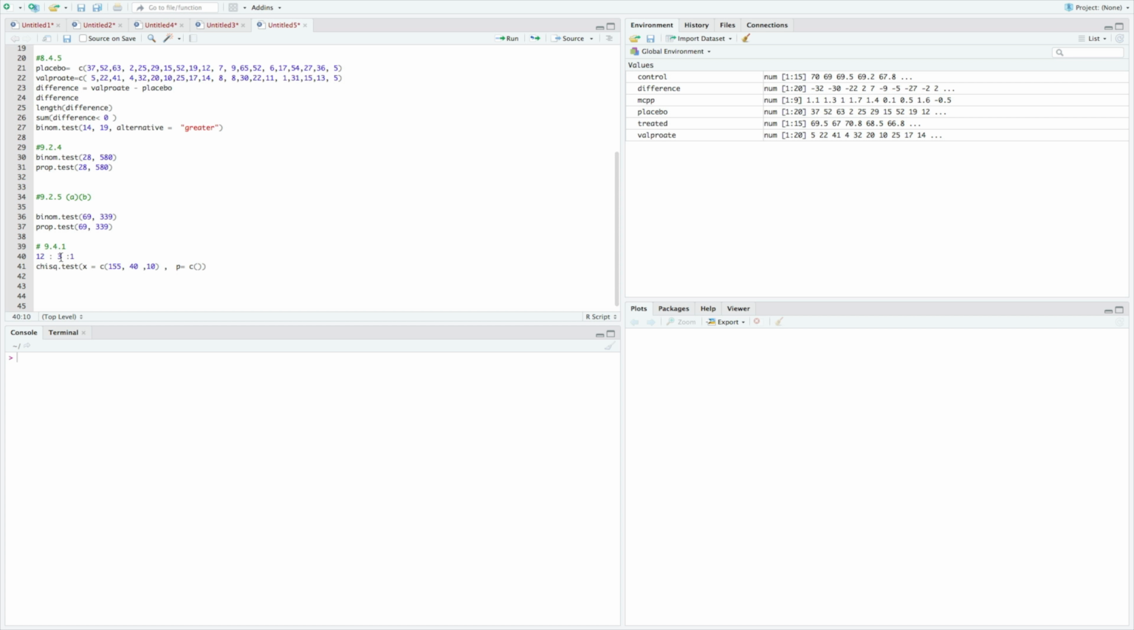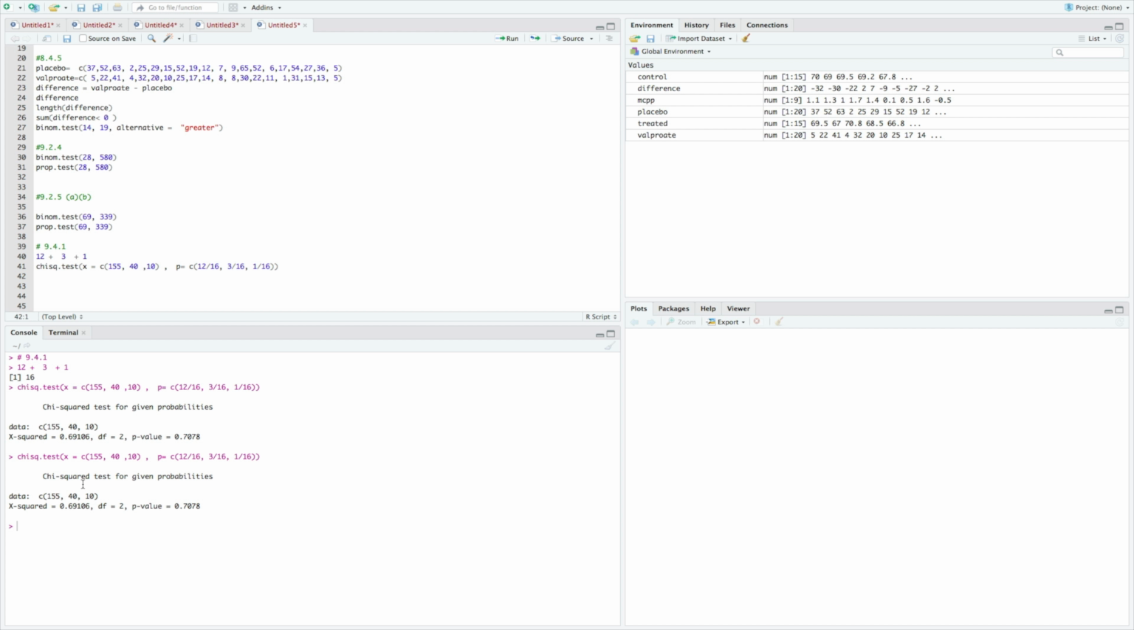We actually have to convert this into probability. So one thing to do is we have to sum this up, which is 12 plus 3 plus 1, that is actually 16. So we convert this ratio into probability and put it in here. 12 over 16, that's the first probability. 3 over 16, that is the second probability, and 1 over 16 being the third probability. By running this line of code, we get the final result, which is chi-squared statistic being 0.69106, and the p-value is even bigger than any threshold that we can think of, so we fail to reject the null hypothesis.